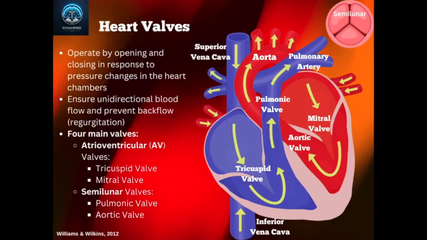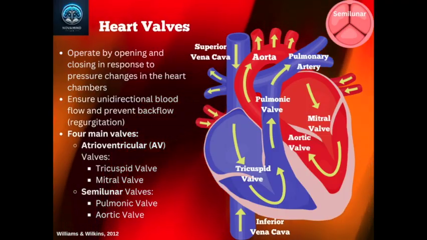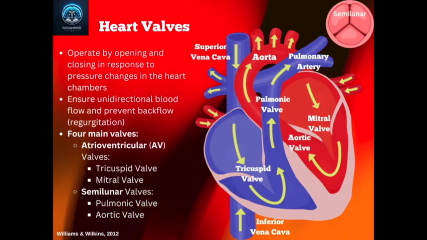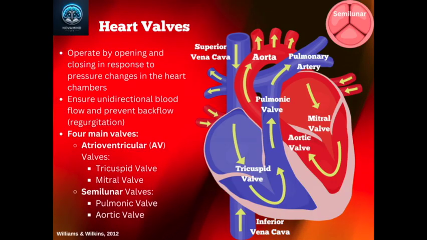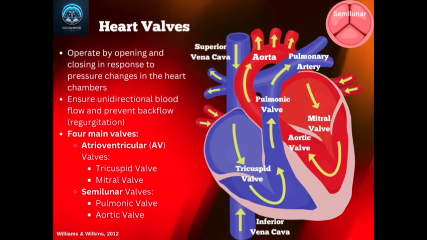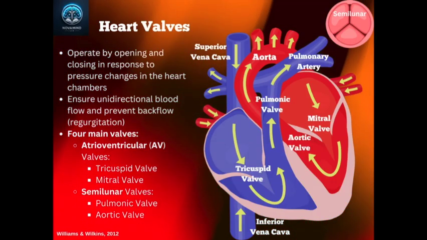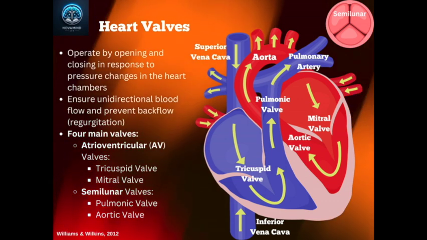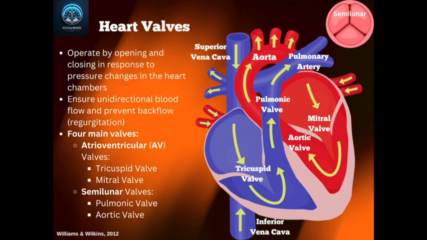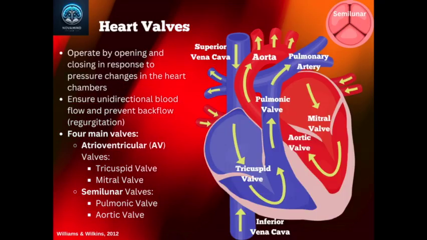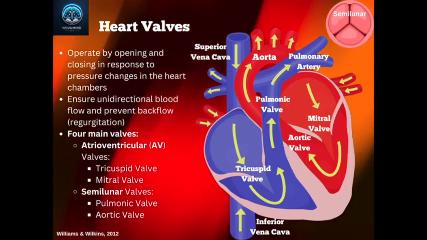The AV valves, or the atrioventricular valves, are the tricuspid valve, which is located between the right atrium and the right ventricle, controlling blood flow between these chambers. Then there's the mitral valve, which is found between the left atrium and the left ventricle, regulating blood flow from the atrium to the ventricle.